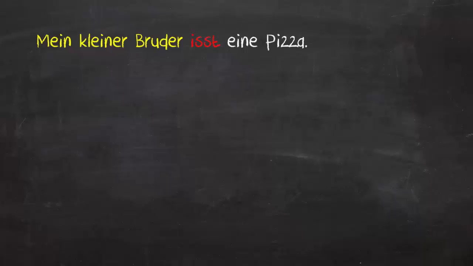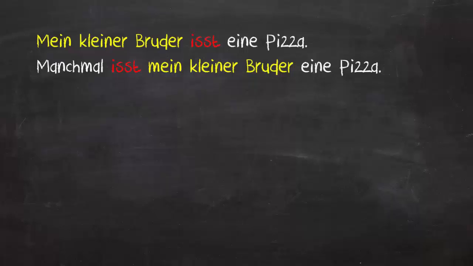Mein kleiner Bruder isst eine Pizza. My little brother eats a pizza. I chose this example to show you that the first position in a sentence doesn't necessarily mean the first word in a sentence, because here the subject is my little brother, mein kleiner Bruder, and it has 3 words. The verb isst is in position number 2. And now let's see what happens when I start the sentence with manchmal, sometimes.